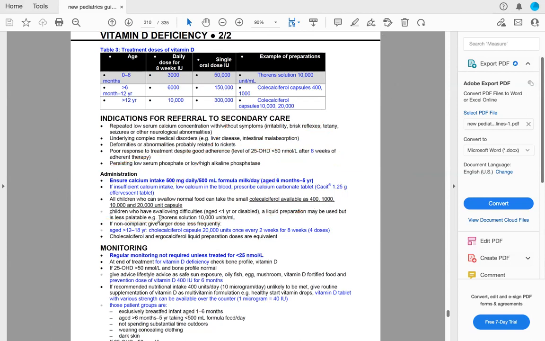Then, colecalciferol tablet is available in the UK, 400, 1000, 10,000 and 20,000. More than 12 years, you can give a 20,000 tablet once every 2 weeks for 8 weeks. This is important.